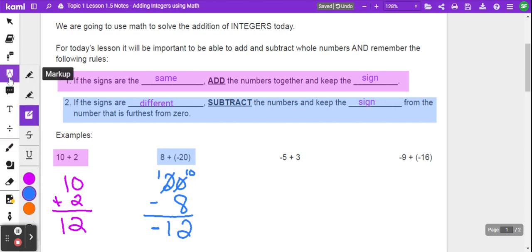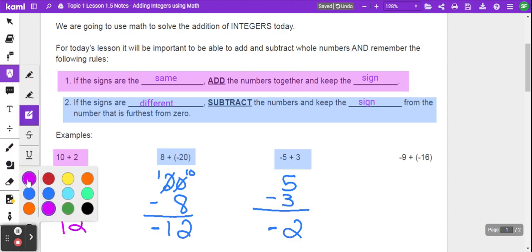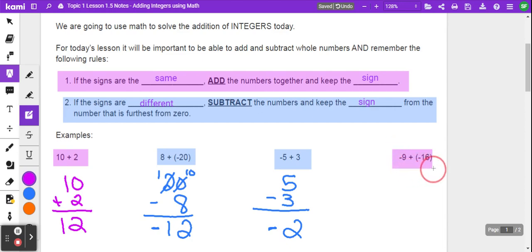If we look at negative 5 plus 3, again, those signs are different. So I know I'm going to have to do some subtraction. 5 minus 3, of course, is 2. And negative 5 is 5 jumps away from 0. 3 is 3 jumps away from 0. So I'm going to take the sign from the negative 5, which makes the answer to negative 5 plus 3 negative 2. In the last example, negative 9 plus negative 16, those signs are the same.